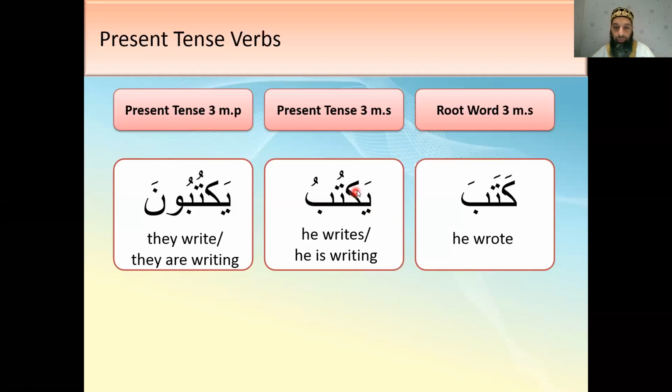Why are we adding a ya? Because that's what the table says. I'll show you the table afterwards. So that's just an example. Kataba, he wrote. This one is he writes, or he is writing, depending on the sentence. And they all write, or they all are writing. Can the prefix be a ba? No, not for a present tense verb. But when you see the table, inshallah, it's all going to make sense.